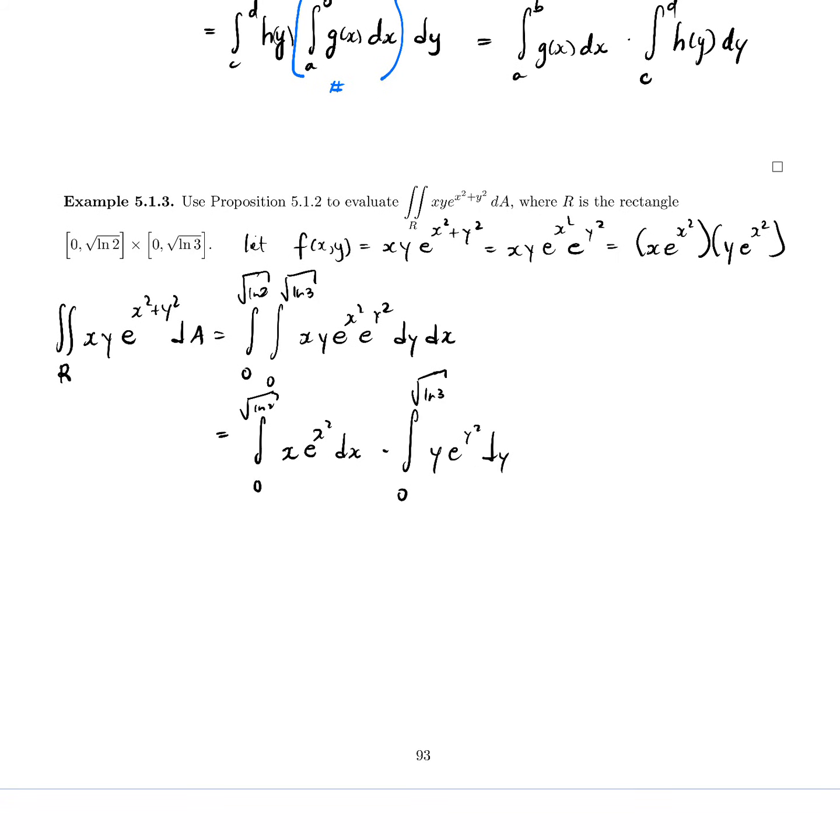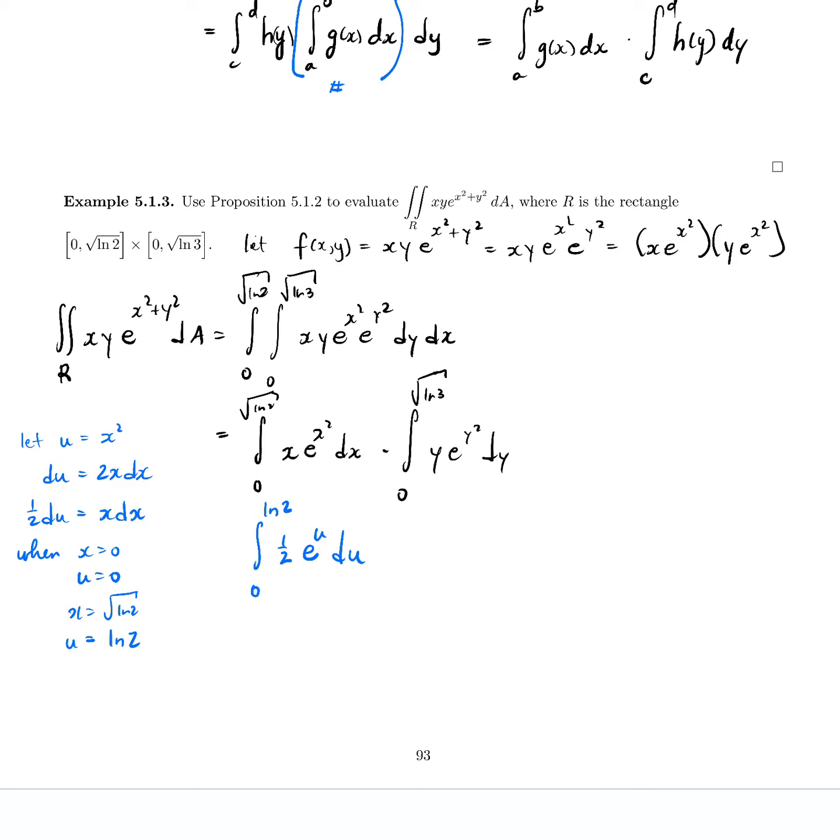So those are two integrals that we have to evaluate using Cal 1 methods and Cal 2 methods. And Cal 2 methods here looks like a perfect substitution. So for the integral on the left, the x integral, I'm going to let u be x squared, which means that du is 2x dx, or 1/2 du is x dx. And when x is 0, well, u is still 0. And when x is the root of ln 2, then u is that squared, which is ln 2. So that means I am getting for the x integral the integral from 0 to ln 2 of 1/2 e to the u du.